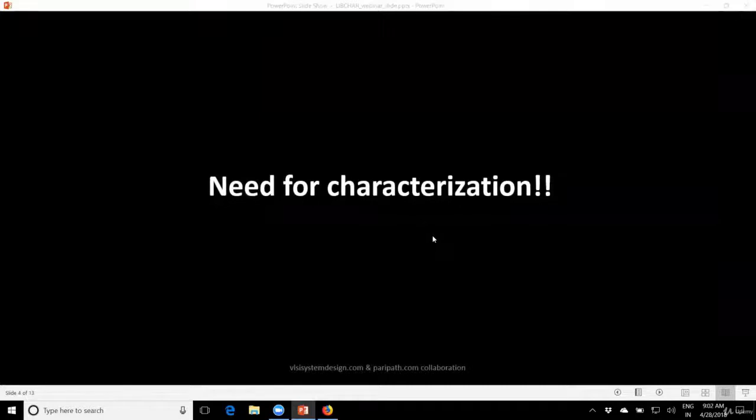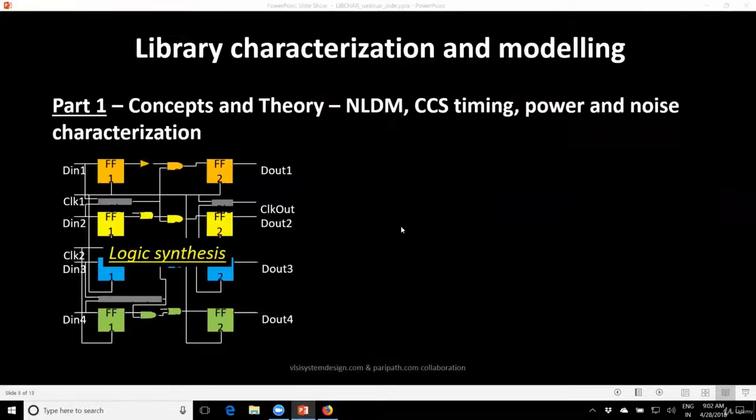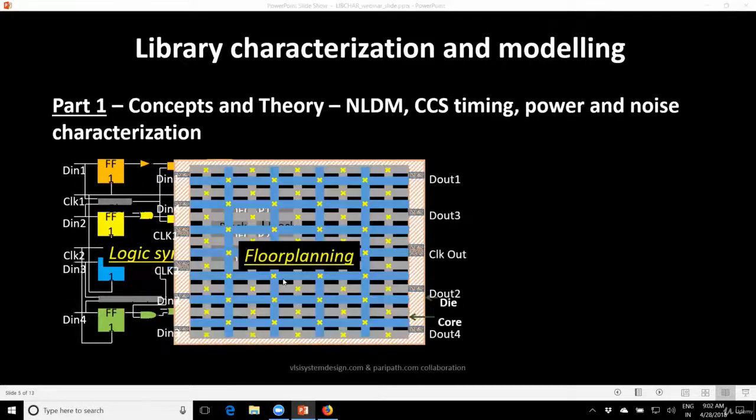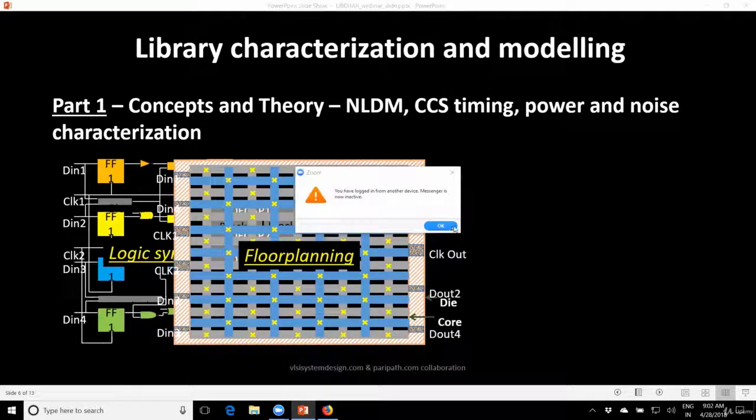Now, first of all, let me set the platform over here for where we need characterization, and what the actual need for characterization is. If you look into a complete IC design flow, it starts with logic synthesis. Basically, you take the RTL netlist and synthesize it in the form of gates, memories, IPs and all these things. That step is called logic synthesis. After you synthesize your netlist, it goes to the floor planning stage, where you decide the width and height of the core and the die, and you place the pins at the boundaries.